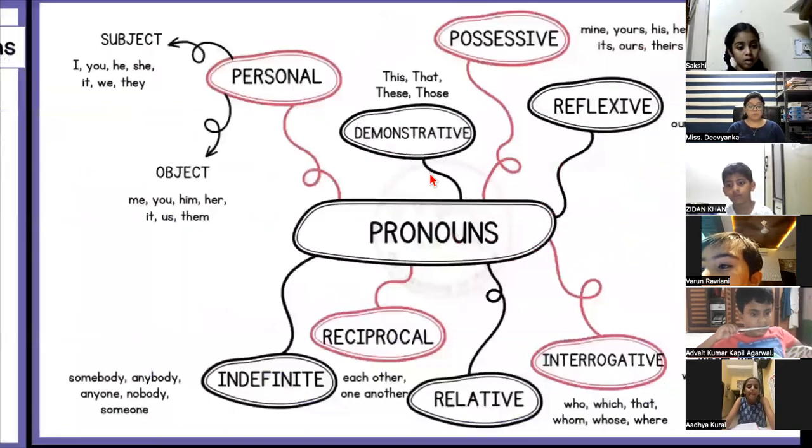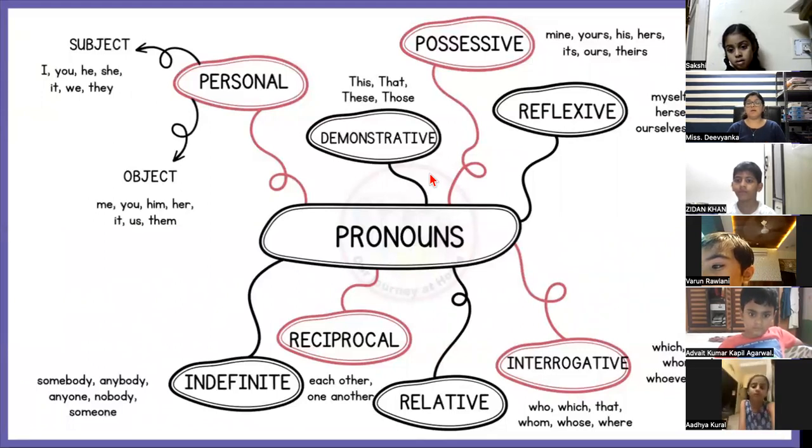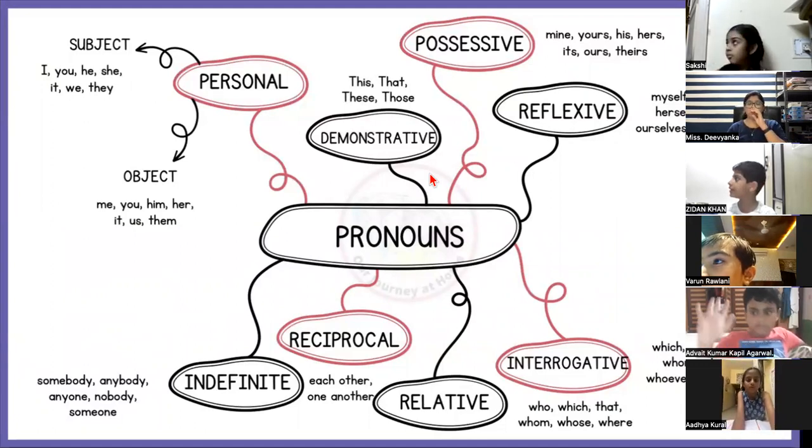Correct. So I'm going to be sharing this mind map with you. Get it printed, because this one chart will help you to revise your whole pronouns along with their types. Understood? Has anybody got the previous one printed for the nouns?